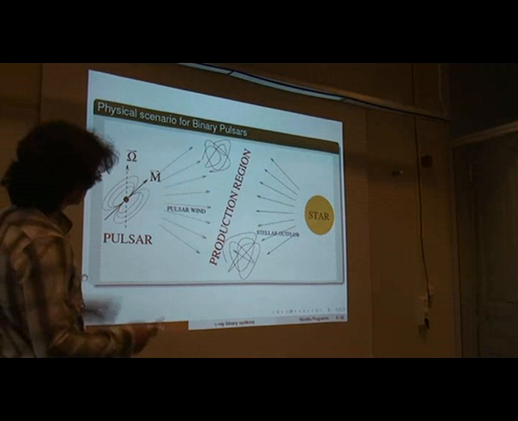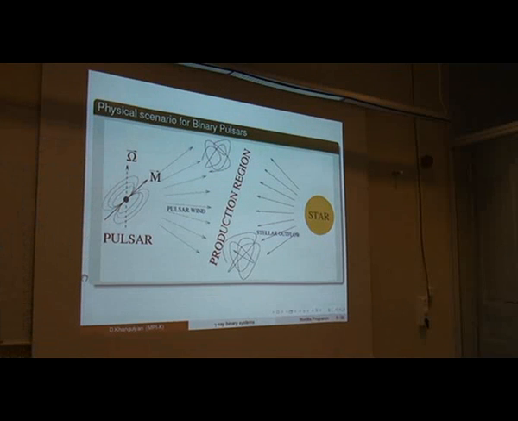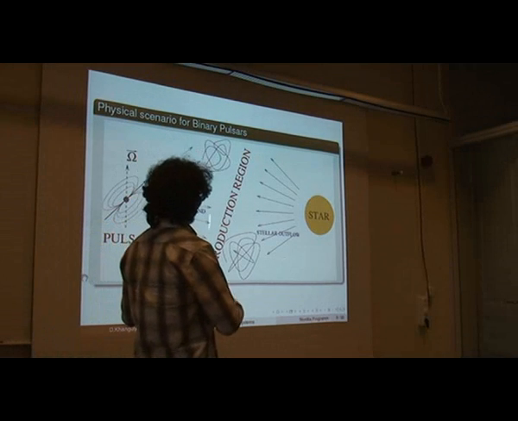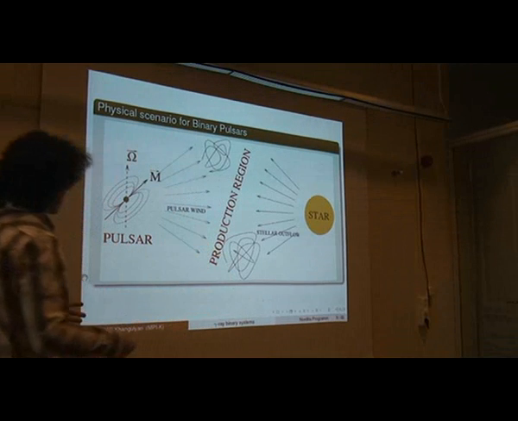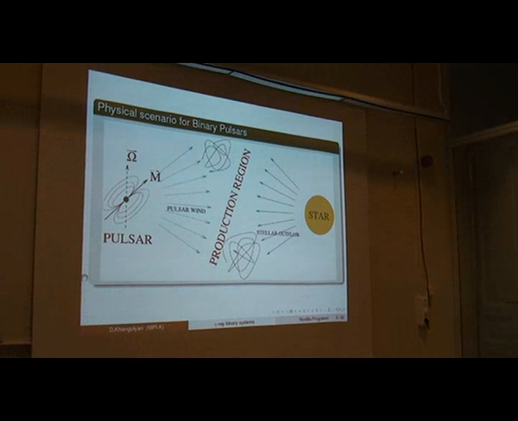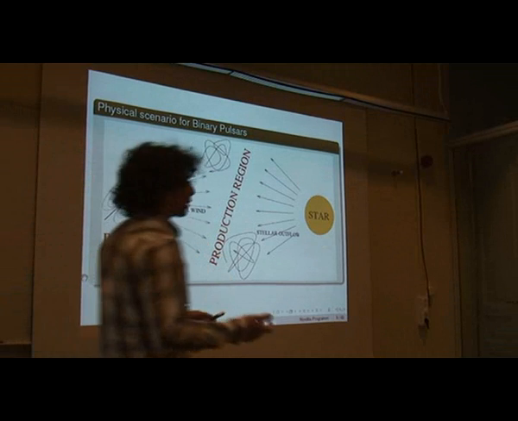So we have a star, it produces this stellar wind. The pulsar itself produces the alternative pulsar wind. They collide, and in this collision there will be some shocks, and these shocks may accelerate particles, and these particles should produce non-thermal, very high energy emission.